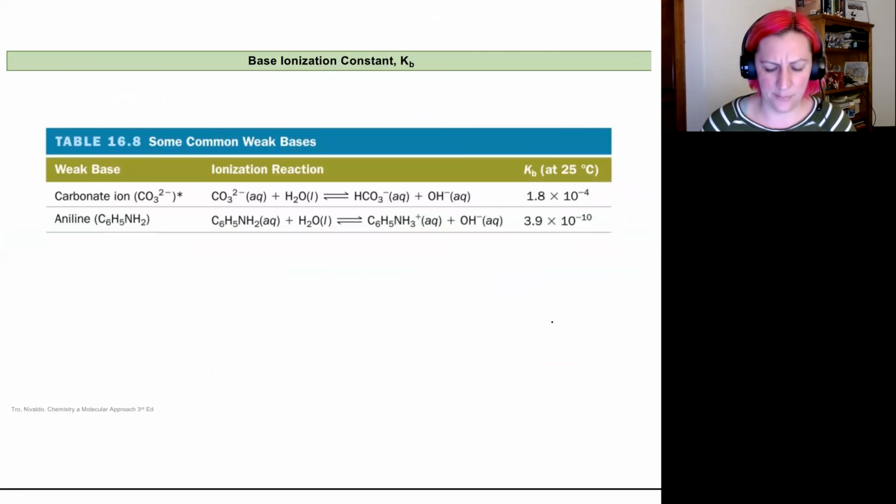Here are some examples. Let's just look at a couple. We have the carbonate ion and aniline. And for these, we can see we have Kb's. The first one is 1.8 times 10 to the negative fourth, which is larger than our second one of 3.9 times 10 to the negative 10. And so I'm going to say that our carbonate ion is the stronger base because it has a larger Kb.